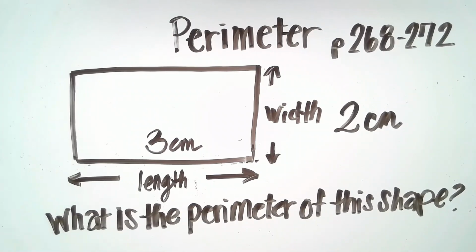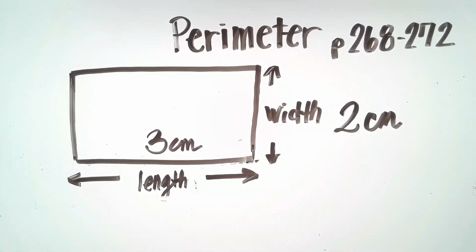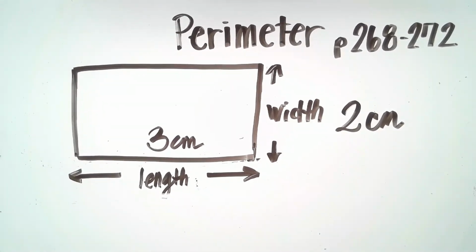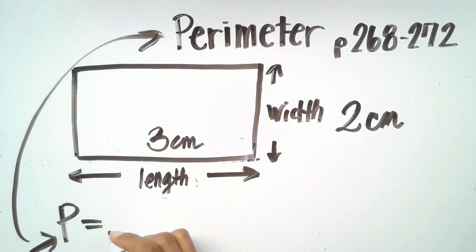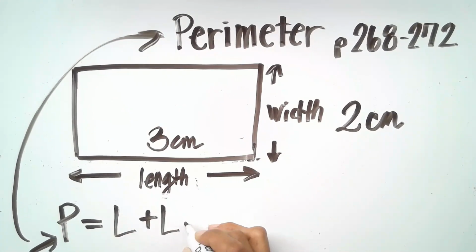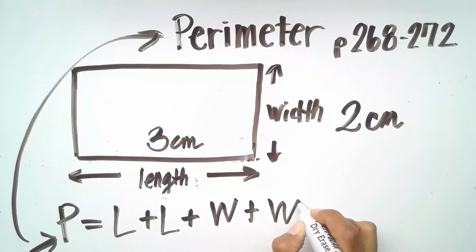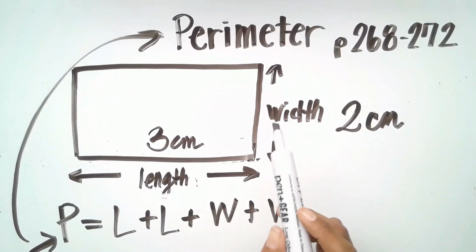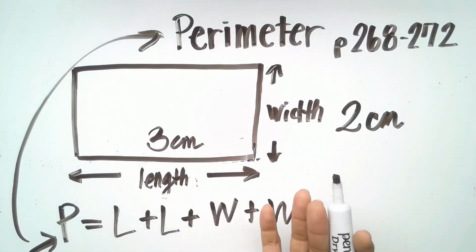So there is a particular formula that we are going to be talking about when we talk about perimeter. And that formula, the first formula, is actually going to be P equals, and this P here stands for perimeter, length plus width plus length plus width.